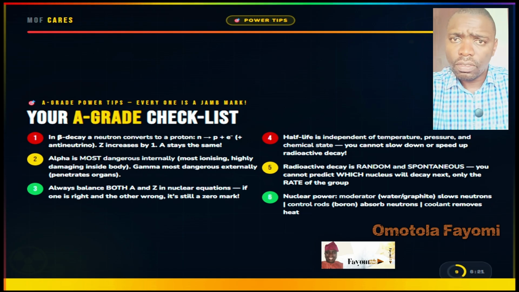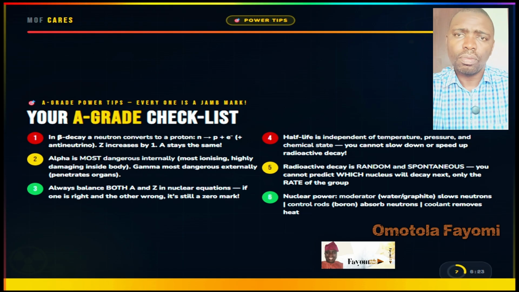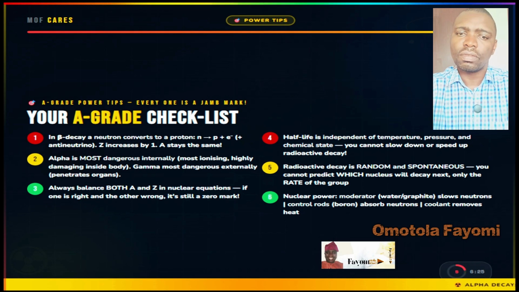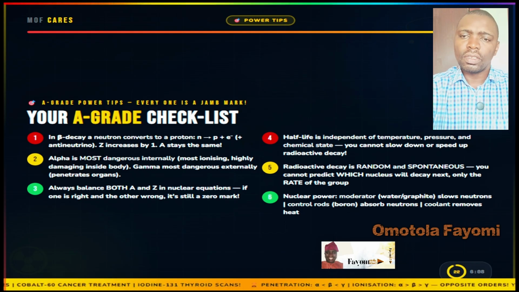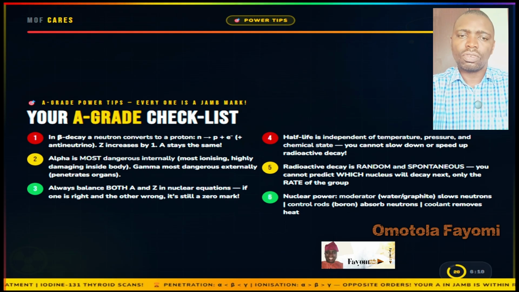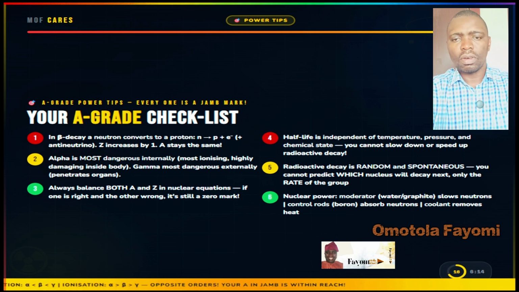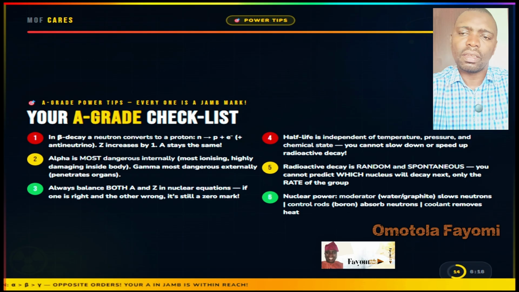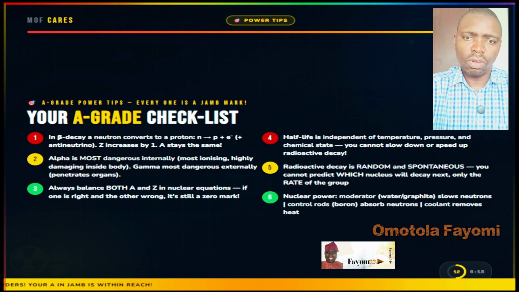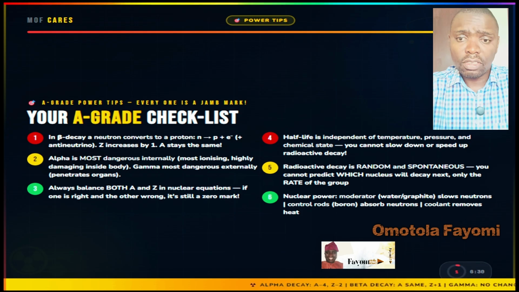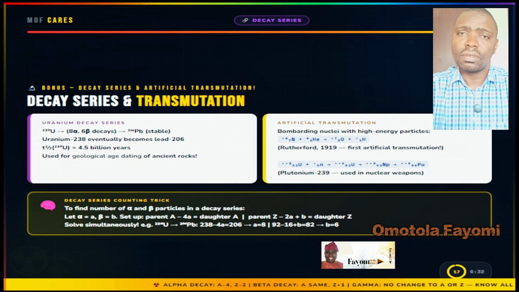6. Nuclear reactor components for JAMB. The fuel rods, uranium-235, provide the fissile material. The moderator, water or graphite, slows neutrons to the right speed. Control rods, such as boron or cadmium, absorb excess neutrons to control the power level. The coolant, water, CO2 or liquid sodium, removes heat to generate steam for the turbine. Now, two bonus concepts that appear in higher level JAMB questions.